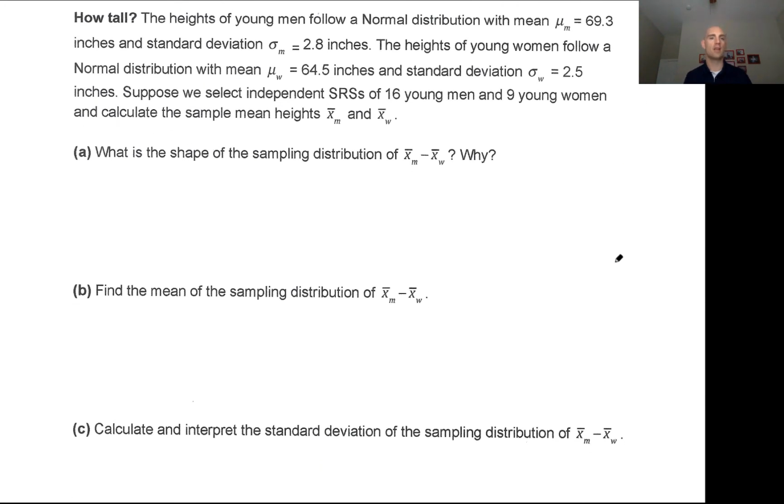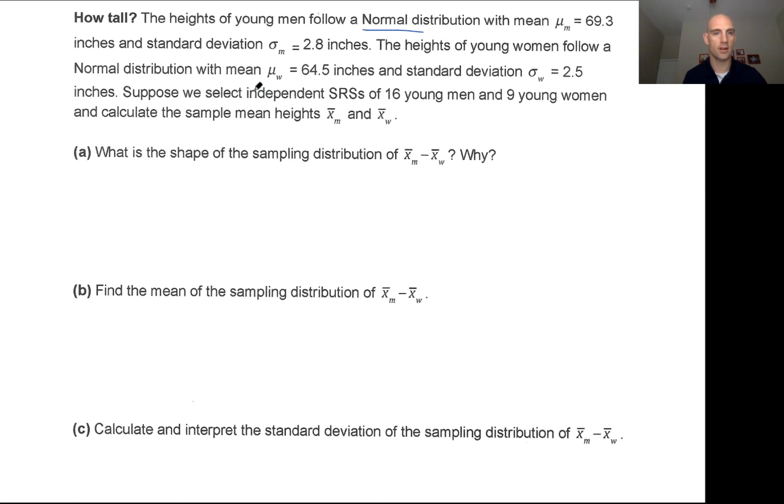Let's look at an example. The heights of young men follow a normal distribution, so kind of right there, with a mean of mu sub m equal to 69.3 inches and a standard deviation sub m equal to 2.8. The heights of young women follow a normal distribution.